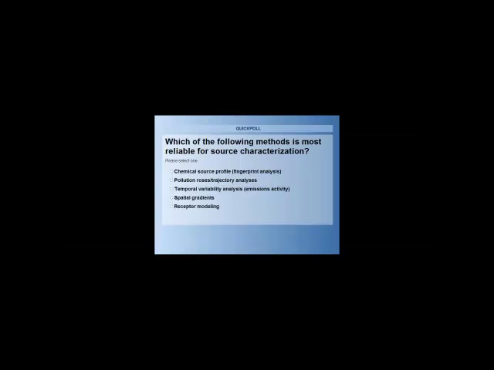Got it. Okay, so we're going to do a flash poll here quickly. Which of the following methods is most reliable for source characterization? Chemical source profile fingerprint analysis, pollution roses and trajectory analyses, temporal variability analysis or emission activity, spatial gradients, or receptor modeling? And we'll see what folks are voting.